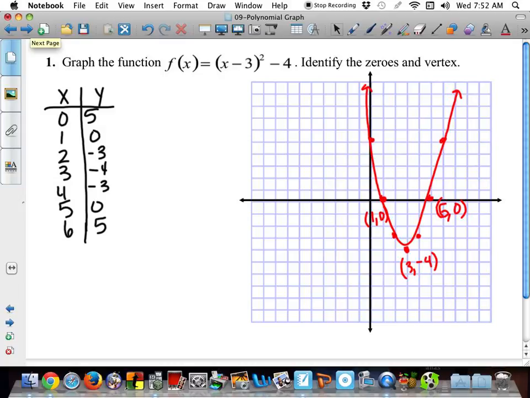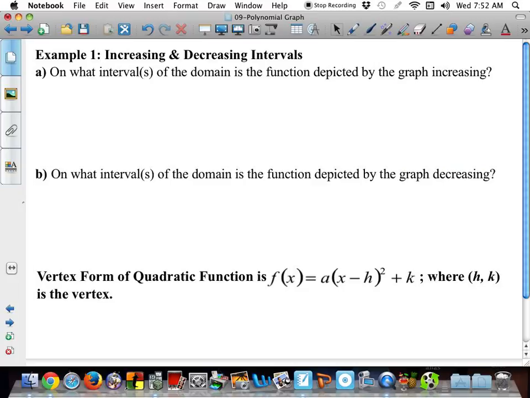Let's use this information. Have this on your paper as we answer A, B, and C here. On what intervals of the domain is the function depicted by the graph increasing? So we're just focusing on where it is increasing, and we're talking about domain. Domain, remember, is all of your x values. And so it begins to increase at our axis of symmetry. If you remember, our axis of symmetry is 3. So we have 3 is less than x, which is less than infinity.